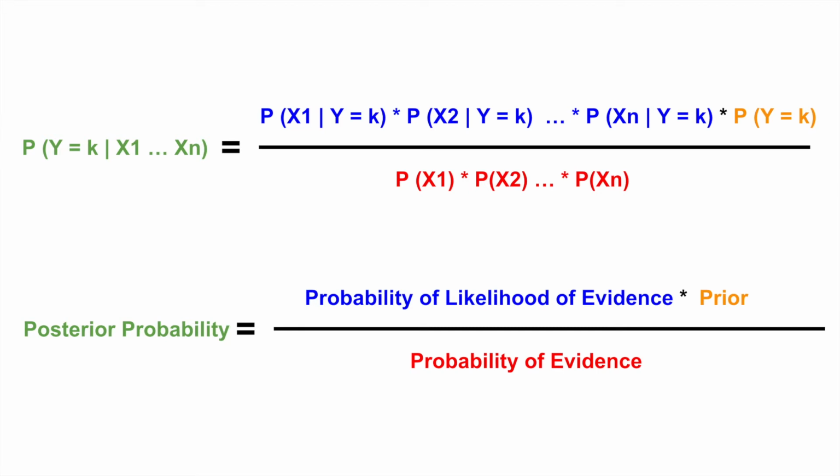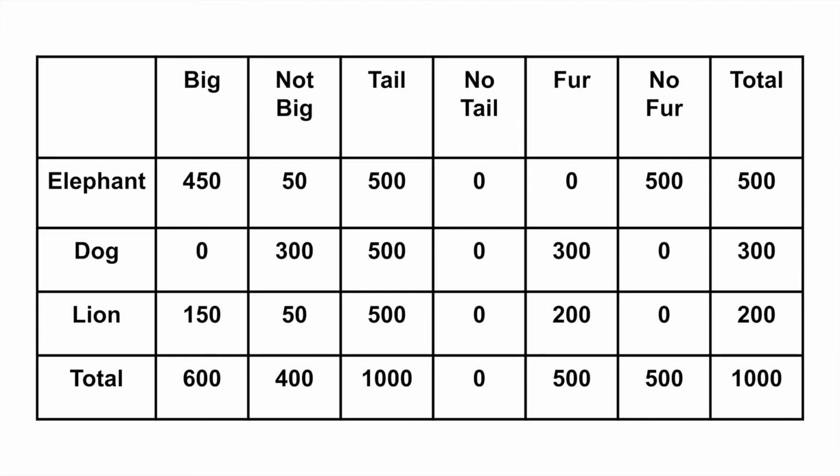The second term is called the prior, which is the overall probability of y equals k, where k is a class of y. Now that we know how the Naive Bayes classifier works, how do we actually set it up? Let's suppose we have 1,000 animals, which are either elephants, dogs, or lions. These are the possible cases for the y variable. Let's also suppose that we can describe these animals if they are big, have fur, or have a tail. The object of the classifier is to predict whether the animal is an elephant, dog, or lion based on if the animal is big, has fur, or has a tail.